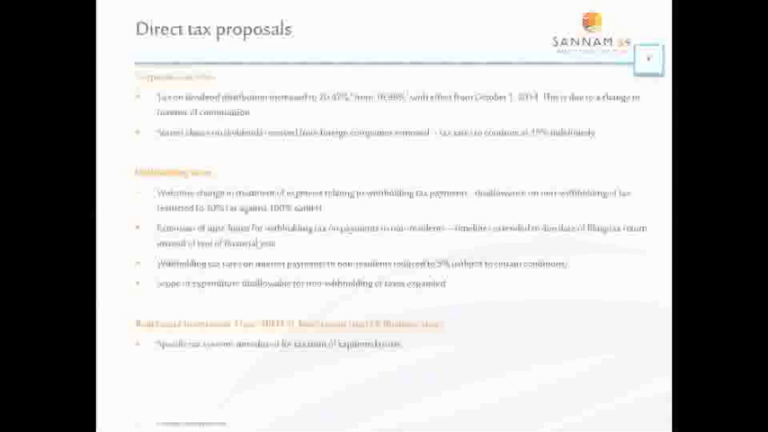Then again, a good news for the non-resident. When we're making a payment to a non-resident, the withholding tax had to be deposited to the revenue within the financial year. However, that has been extended. It is made on par with resident companies, to be done by the filing of the tax return.